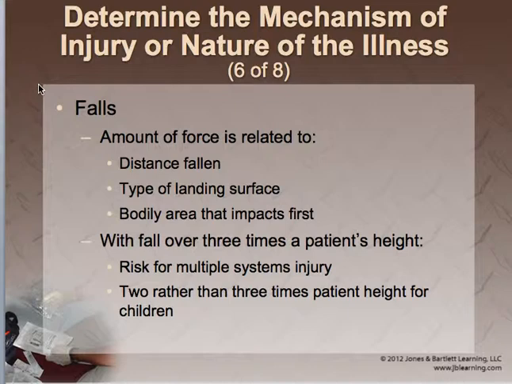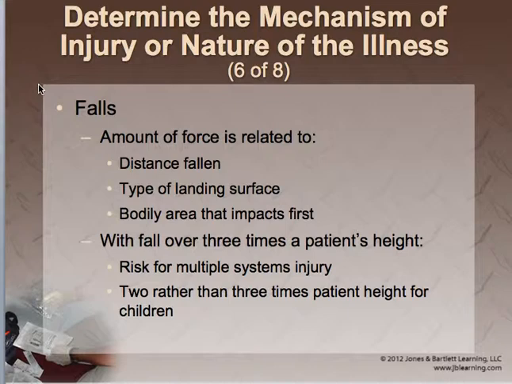With falls, the force is going to be related to the distance that they fell, what they landed on, and the body part that landed first. All this has a lot to do with the mechanism, or the forces applied to the patient, or the potential for injury there. With falls over 3 times the patient's height, you have significant risk for multiple system injury. So that's a serious fall if it's 3 times.